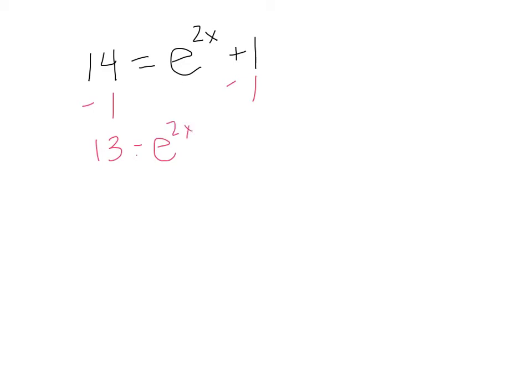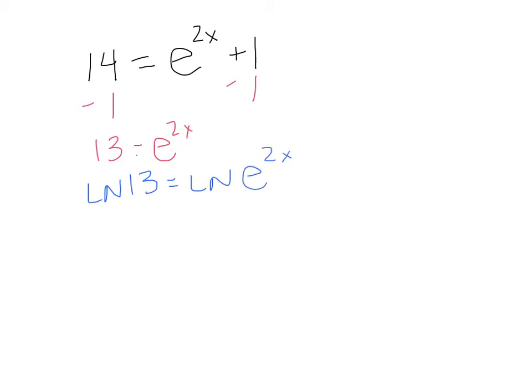Now here's where we can take the log of both sides. I did tell you that I don't always take the common log, and the only time I don't take the common log of both sides is when I have e as my base, because it makes more sense to take the natural log of both sides. You'll see why in just a second. So I'm going to take the natural log of 13 and the natural log of e to the 2x.